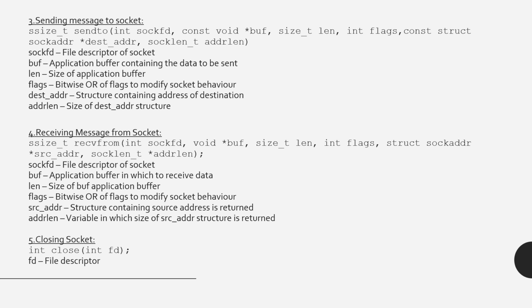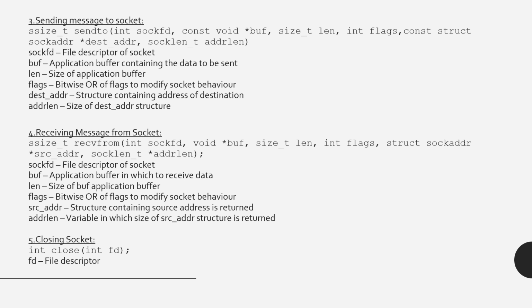Next, coming to sending a message to a socket. The syntax is given below and the arguments are socket fd, that is the file descriptor of the socket, buf, the application buffer containing the data to be sent, len, the size of the application buffer, flags, bitwise OR of the flags to modify socket behavior, destination address, the structure containing the address of the destination, and address length, the size of the destination address structure.